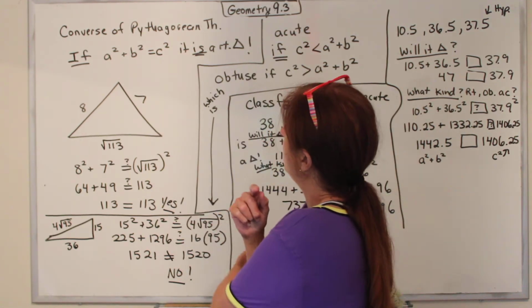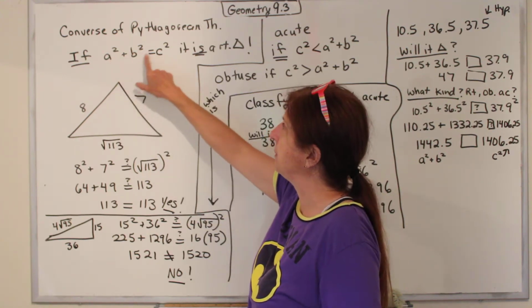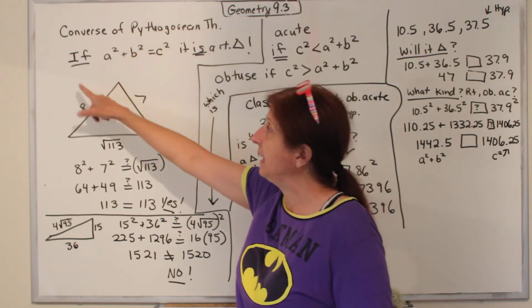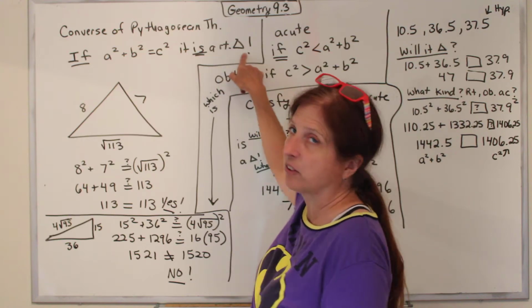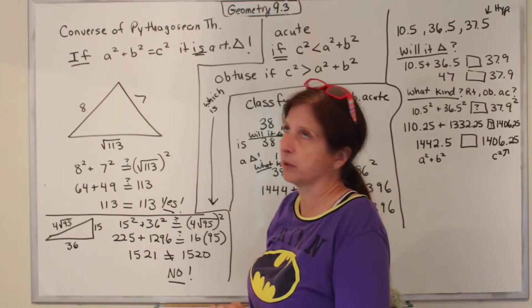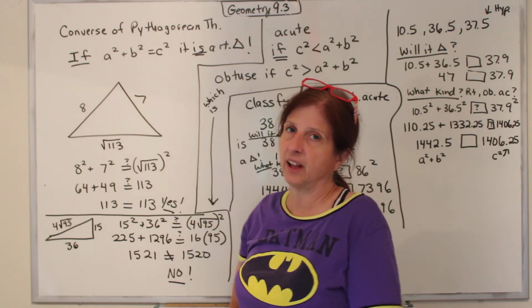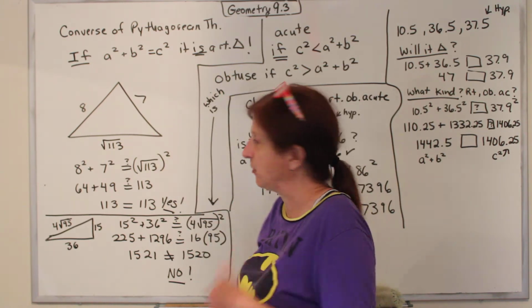Remember, the Pythagorean Theorem is a squared plus b squared equals c squared. So the converse is, if a squared plus b squared is c squared, then it is a right triangle. Normally you're told it's a right triangle and you do a squared plus b squared equals c squared. But this time they give you three sides. You see if it is true, and if it is, then it's a right triangle.